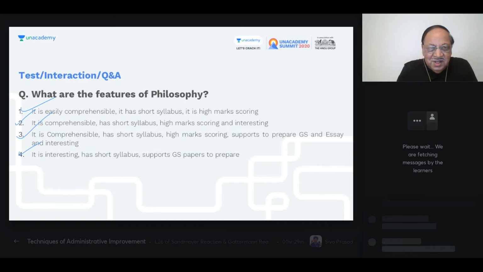This is the study which is comprehensible, has a short syllabus. The third answer is the correct answer: supports preparing GS and essay. And the most important part is that it is very, very interesting. You will definitely see when these philosophers start talking to you, you will be thrilled about how this philosopher has come to know my life. That is the thrill you will get in philosophy.